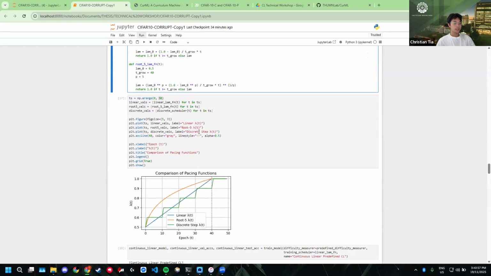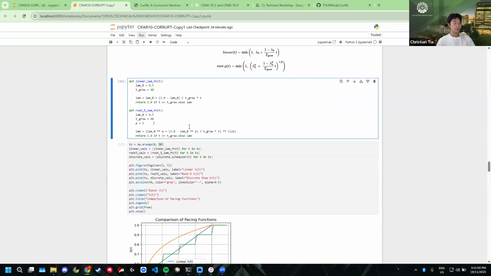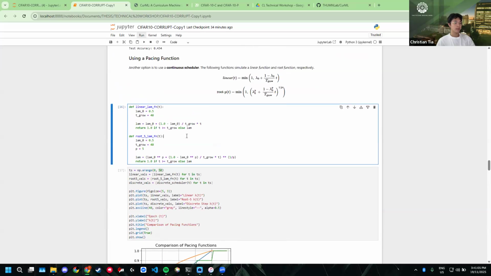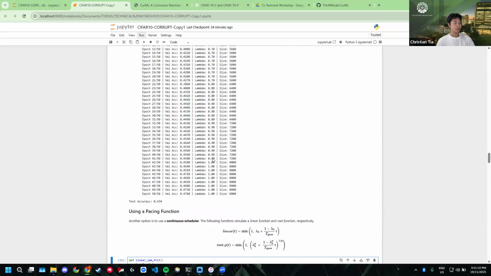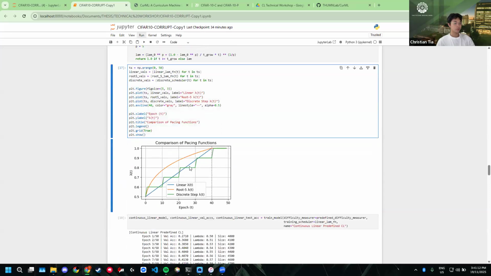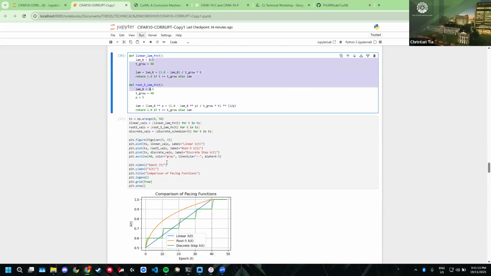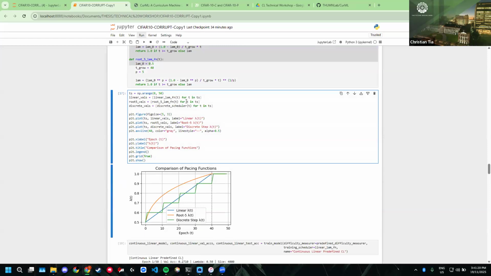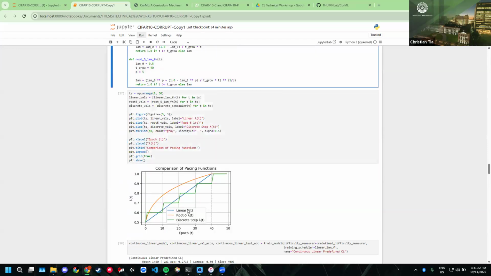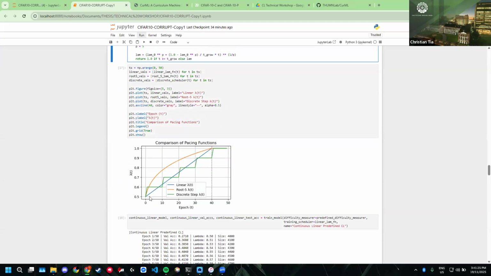If we want to visualize the continuous schedulers that we defined for lambda, this is an example that came from a paper I have referenced below. But this visualization is now using our function directly. It uses sample epochs, calculates the values as output by these functions, and then plots them. As you can see here, root P starts off adding a large proportion of the data, and it slowly slows down.